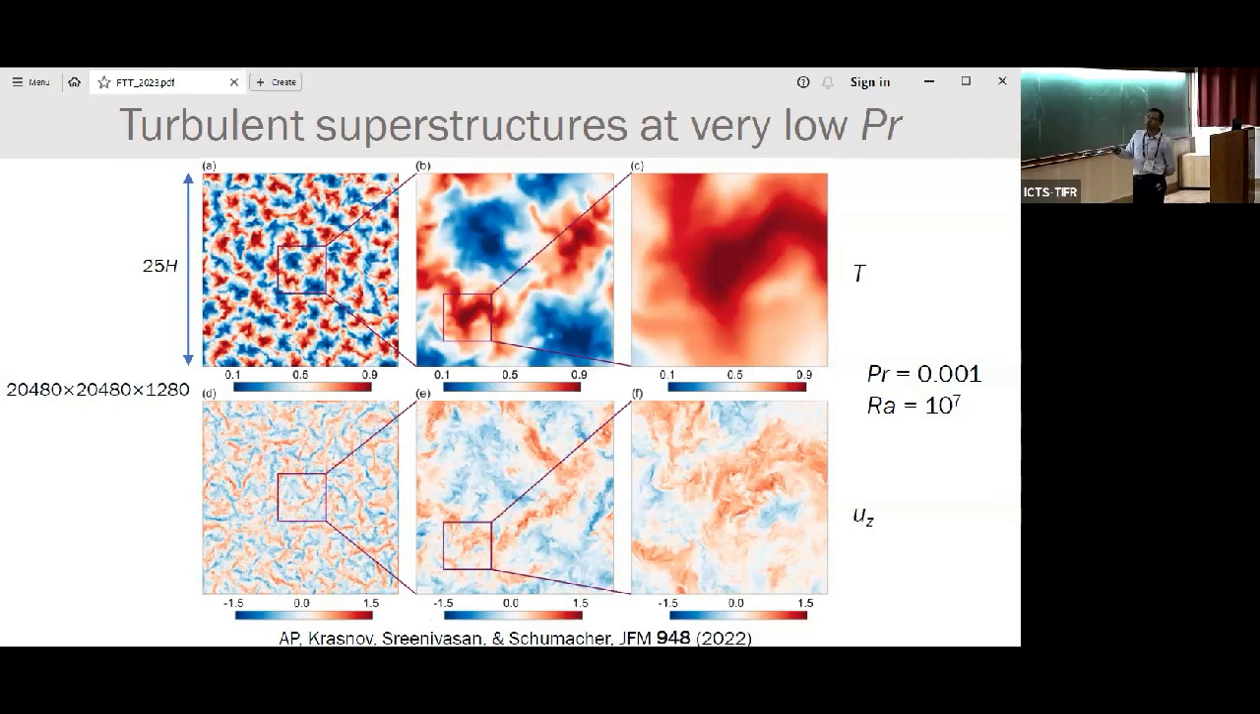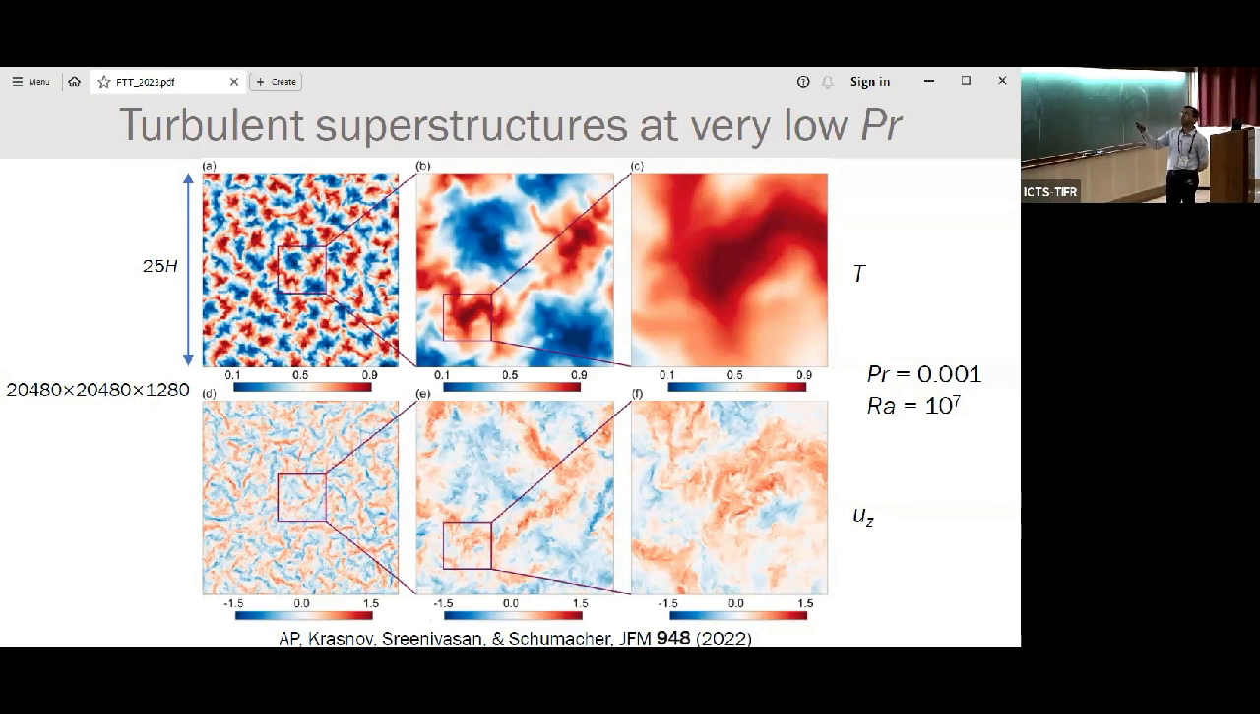And if you zoom further into these structures, you can see that the typical length scale over which we have significant temperature variation in the temperature field is much larger compared to that in the velocity field. The velocity field is highly intermittent and turbulent, whereas the temperature field is much more regular at smaller scales.